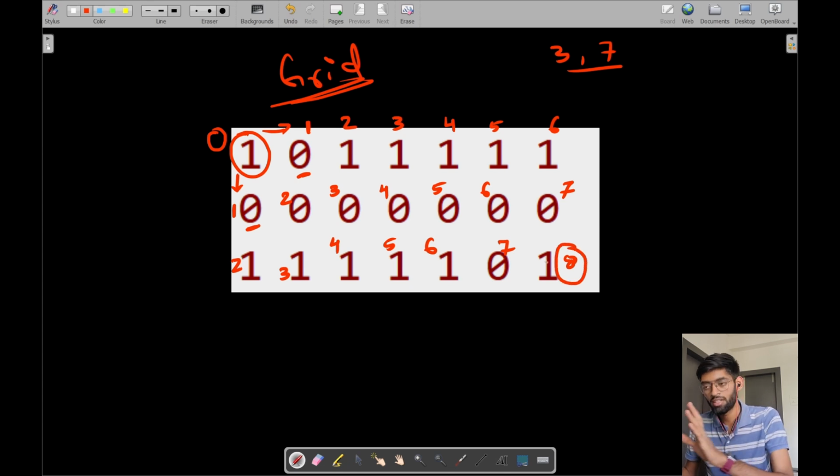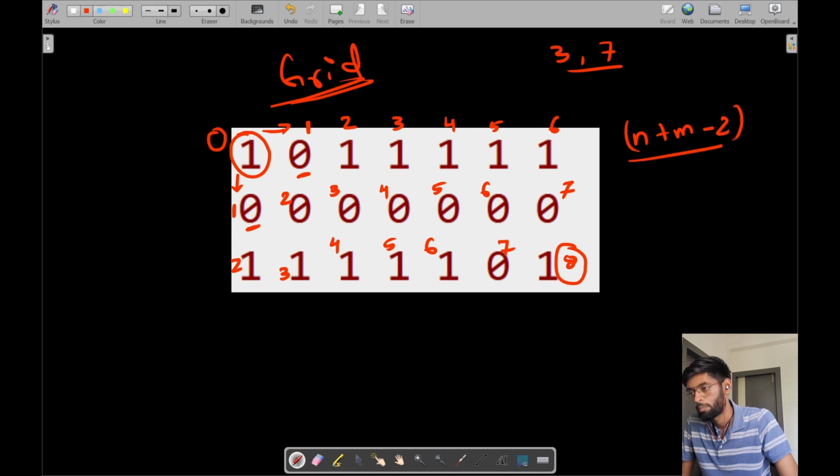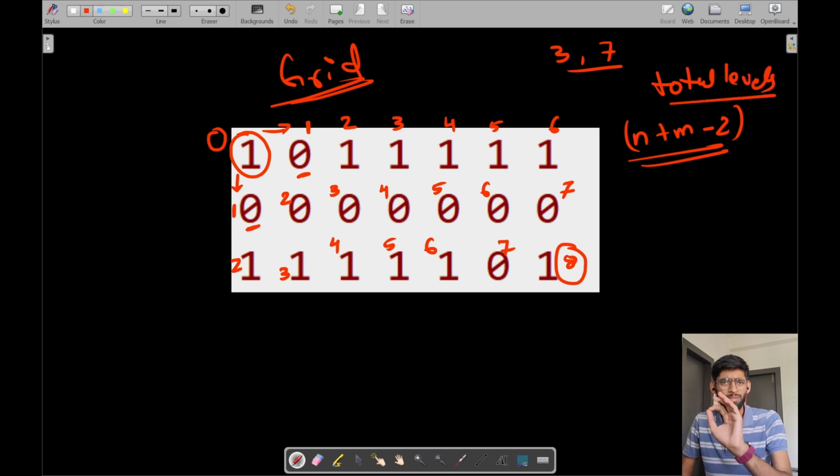I think it is making some sense to you guys. So how many levels are possible if we consider zero based indexing? It will be n plus m minus 2. These are the total levels possible. Just keep this small thing in mind.